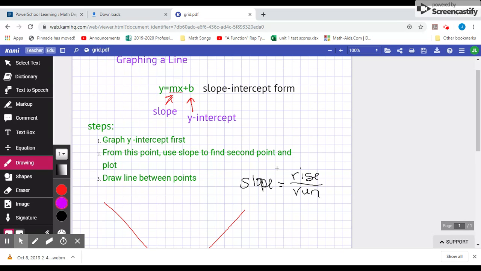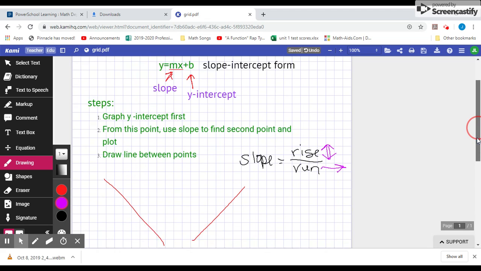A few things to remember about graphing a line is that our slope, this m value, is actually written as a fraction, which is rise over run. Rise means how far something goes up or down, so rise is going to take you up or down. Run is always going to take you to the right. So the top number tells you up or down, depending on if it's positive or negative. Positive goes up, negative goes down, and your run is always going to go to the right.